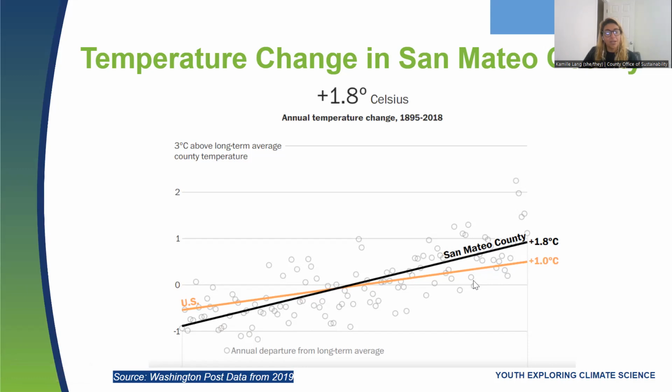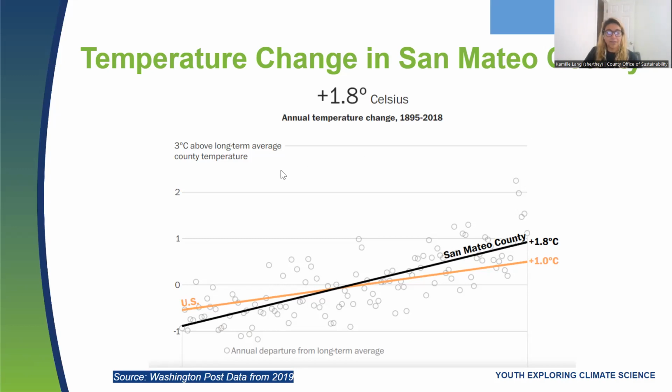That's fact 1. And then fact 2, what I would write down is San Mateo County's temperature increase has a lot to do with the amount of fog in the area. We call this phenomenon fog reduction. Fog reduction is causing San Mateo County's temperature to increase higher than the average for the United States. This graph is showing you the annual temperature change between 1895, 15 years after the Industrial Revolution, to 2018. This is Washington Post data.